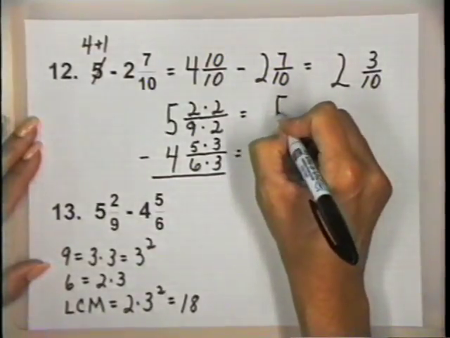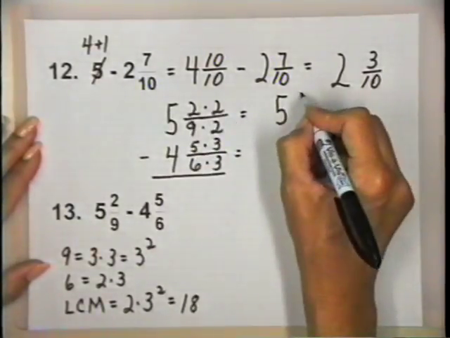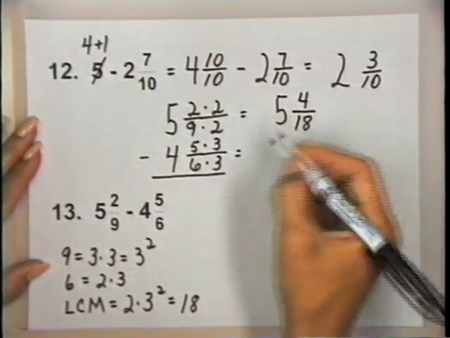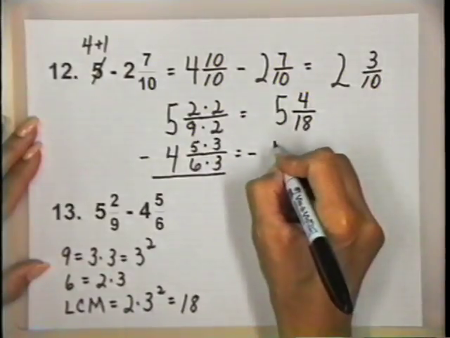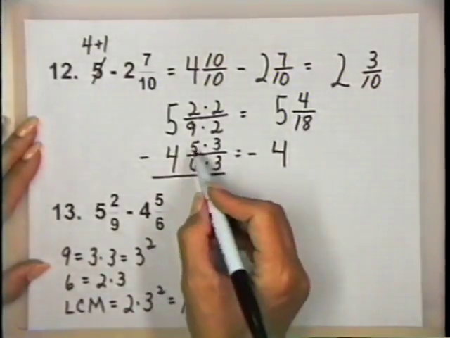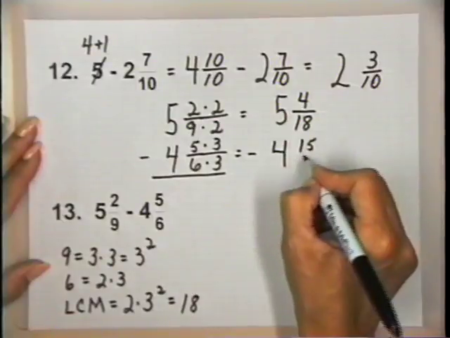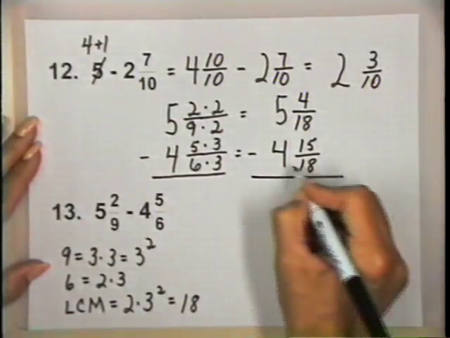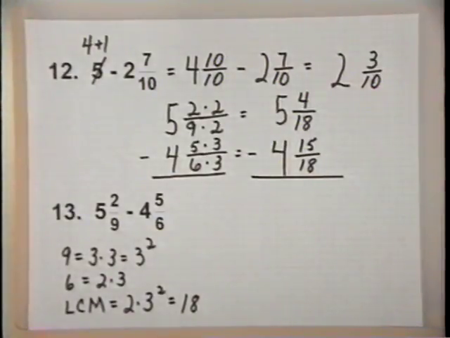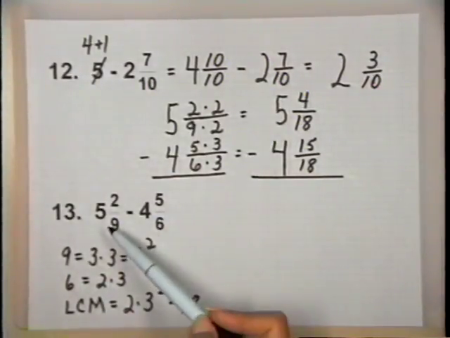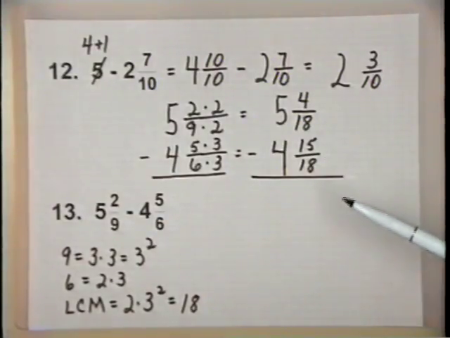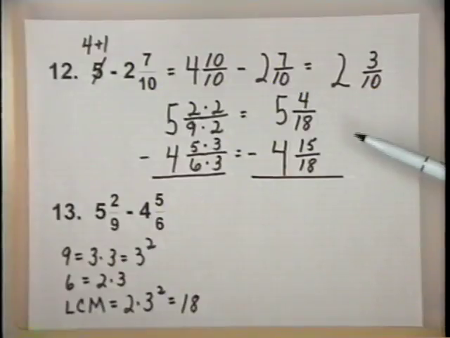Now let's see what I have here. I'll have my 5. 2 times 2 will give me a 4 in this numerator. 9 times 2 gives me an 18. Subtract, I'll have my whole number 4. 5 times 3 will give me 15. Over 6 times 3 will give me 18. So my first step in this problem is to rewrite these two fractions as equivalent fractions with the same denominator. After I have rewritten those fractions, it is very obvious whether I need to borrow or not.